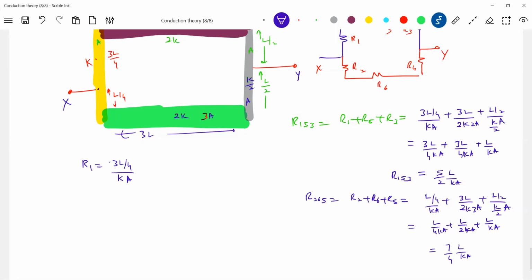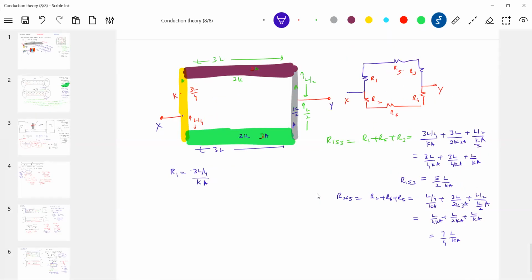Okay, now how are these two? They're parallel. So the effective resistance Rxy should be equal to, again, they're parallel. So this will be a better idea. Let me go for it, so as to minimize calculation. So R135 plus... this will be 2KA by 5L, 4KA by 7L.